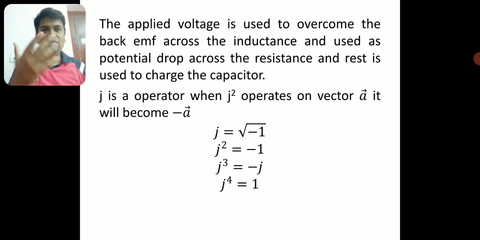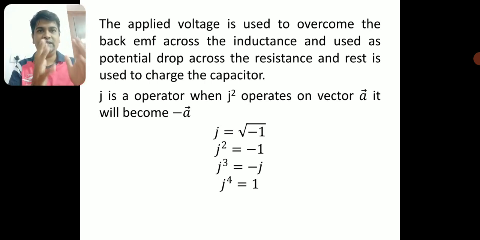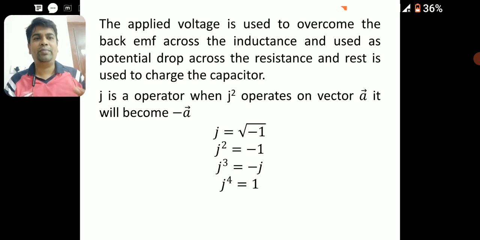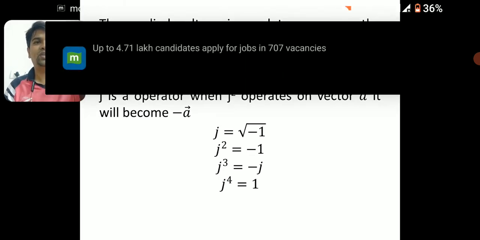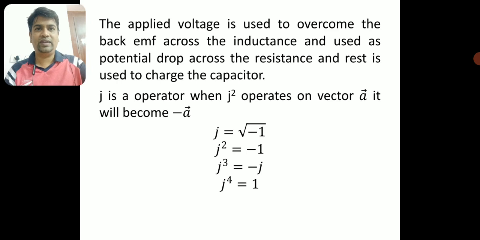Okay. So you can know that J is root of minus 1. It's an imaginary quantity. J square is minus 1, J cube is minus J, and J power 4 is 1. That is all the information about J. J is an operator. When J square is operated on a vector, it turns 180 degrees.